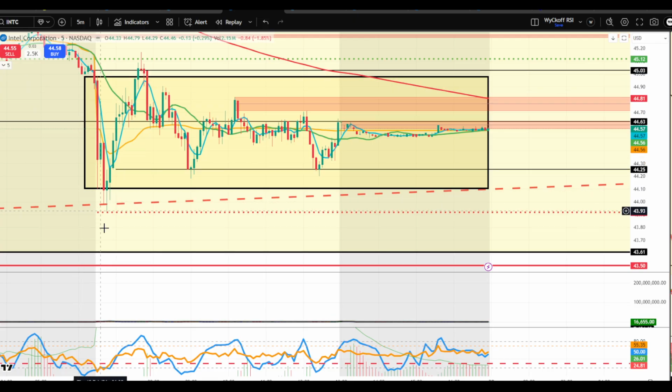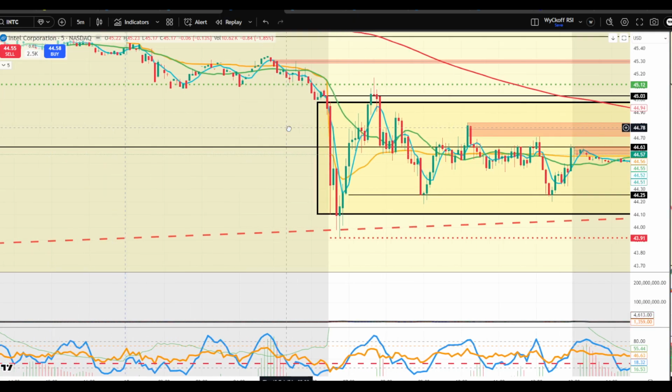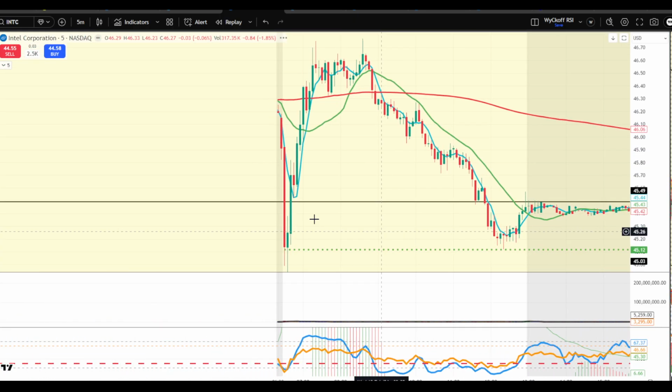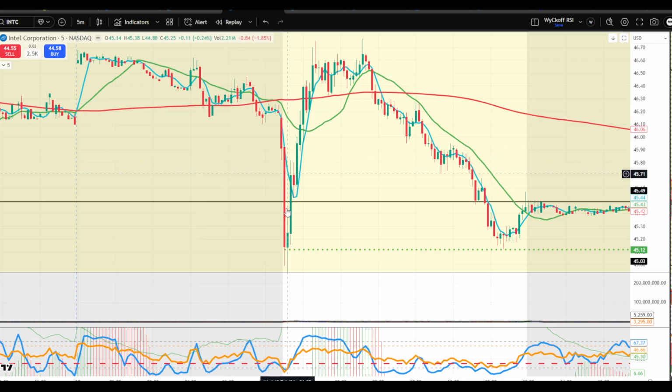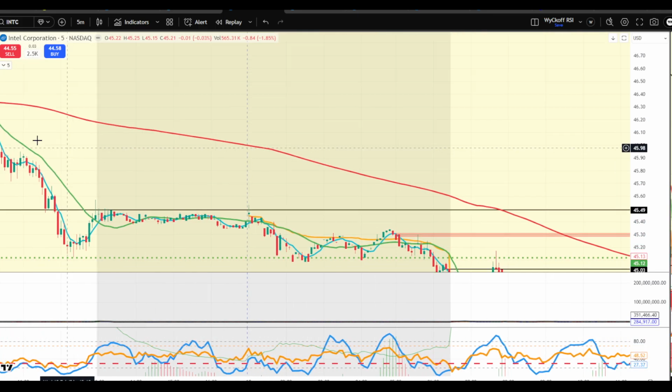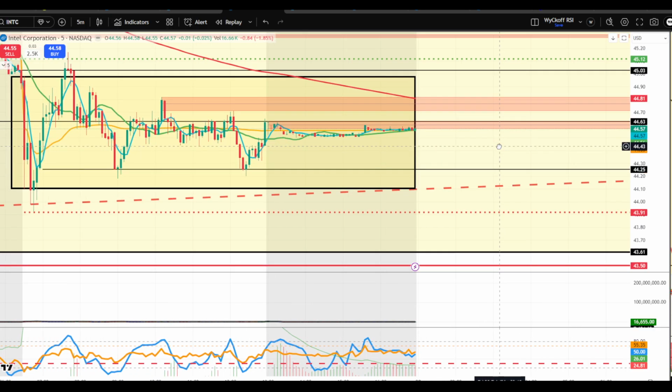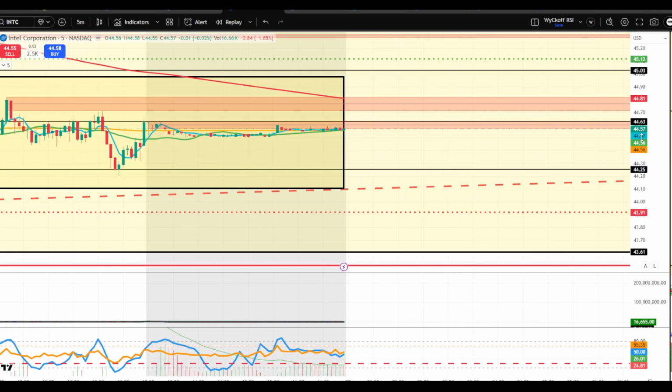Hopefully, if it does the same thing like it's done the last few days, like here, it just drops and there are buyers that quickly step in, as well as in this trade, same thing. It dropped and then quickly bounced back up. Hopefully that pattern will repeat tomorrow. If it presents itself, we'll be ready to take that trade.